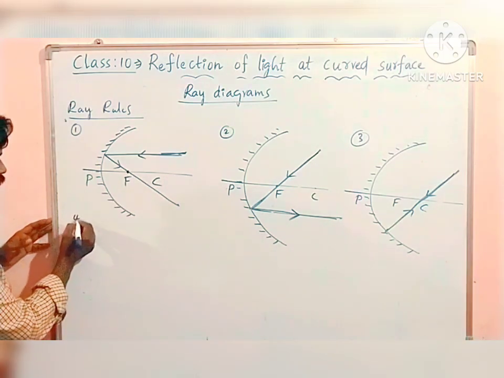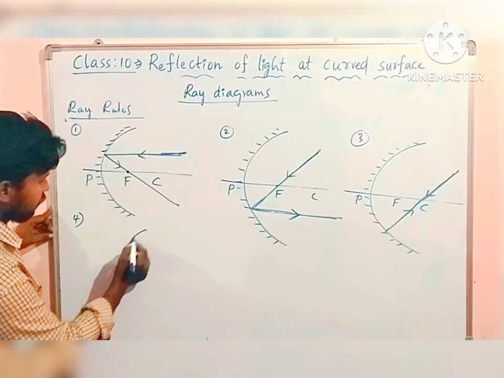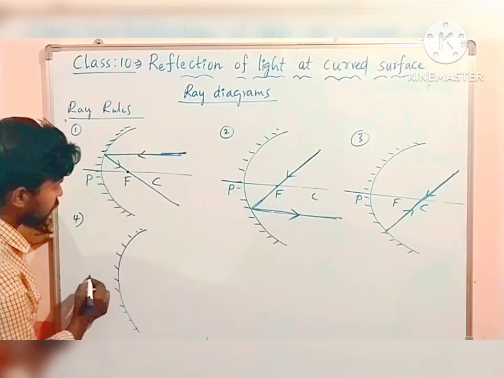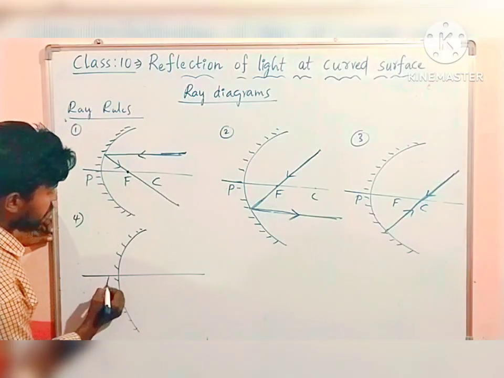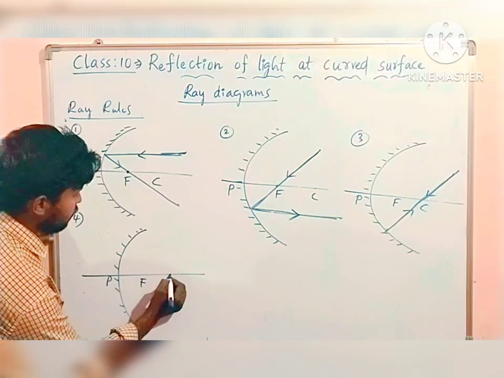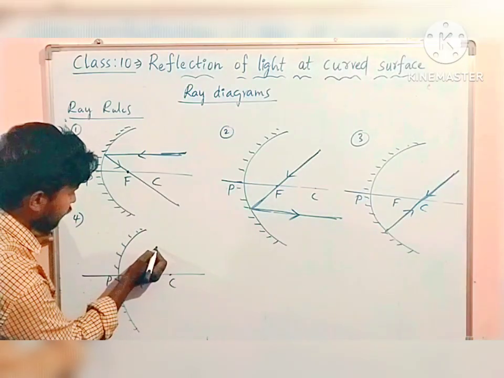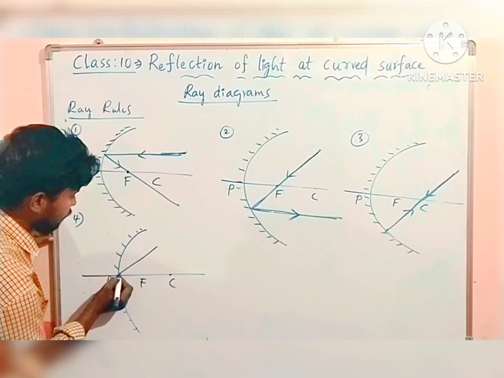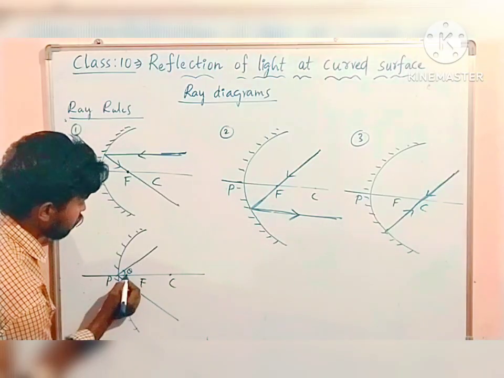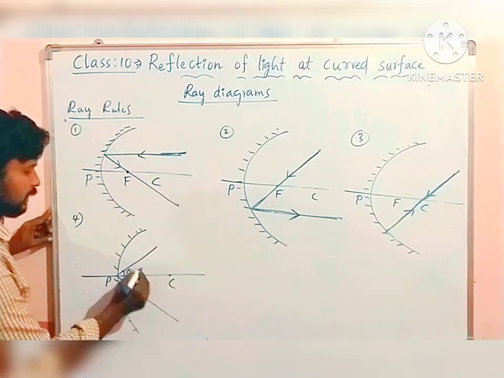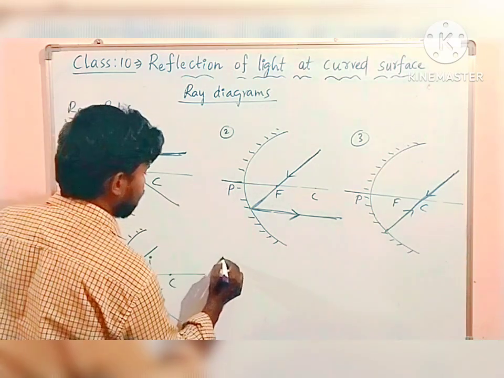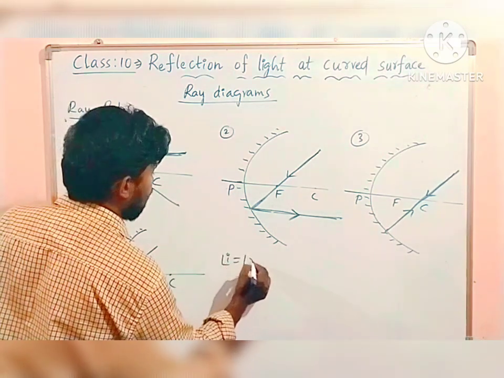Some other materials have rule 4 also. That is when a light ray makes some angle with the principal axis. For example, here the focus, and the center of curvature. When a light ray makes some angle theta with the principal axis, after reflection it bounces back with the same angle. Here it is the angle i, here it is the angle r. So here angle i equals angle r.